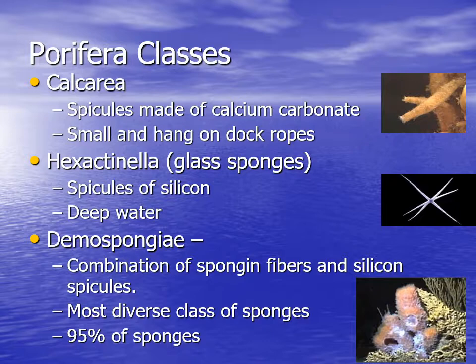The next class is Hexactinellida. These are commonly known as glass sponges. You find them in deep, deep water, and their spicules are made of silicon. Again, we classify sponges based on what their spicules are made of. And the last class of sponges that we're going to talk about are Demospongiae. And these are typically what you think of when you think of sponges. 95% of the diversity of sponges exist in this class. It is the most diverse class. And the spicules of these sponges are made of spongin fibers, which is a protein, very rigid protein, and silicon.